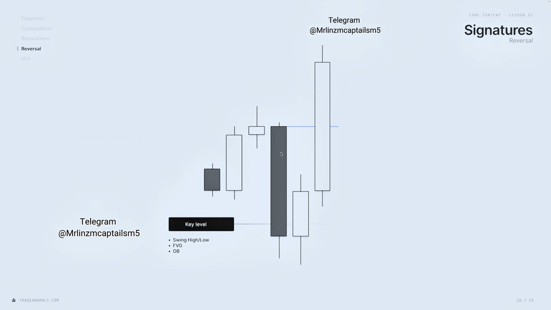It is simply the expansion into the key level. That expansion into the key level creates an opposing candle or an order block. When price expands away from the key level, that creates a CSD, when we close above the opening price here. That change of state delivery is your confirmation.